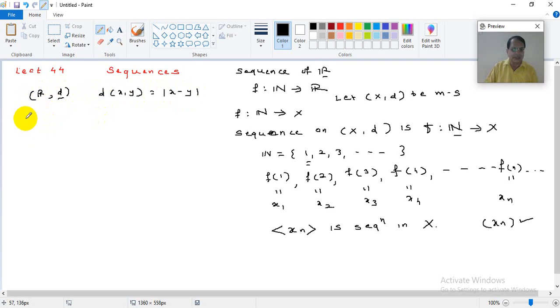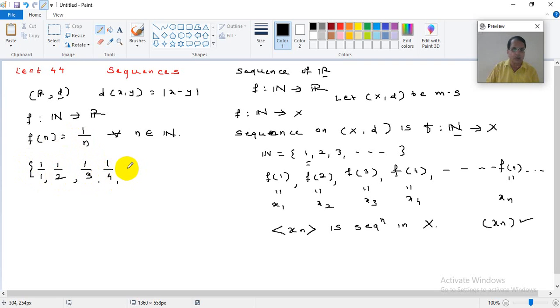Now if I consider a sequence, say a function f from the set of natural numbers to R, and my function I will define as f of n is equal to 1 upon n for all n belonging to capital N. This is my function, suppose. Now what happens here? You can see the terms of that sequence will be f of 1. F of 1 will be what? 1 upon 1, so 1. Then 1 upon 2, because when n is 2, it will be 1 by 2. Then when n is 3, it is 1 by 3. Then when n is 4, it is 1 by 4, and so on. So this will be the sequence, right?